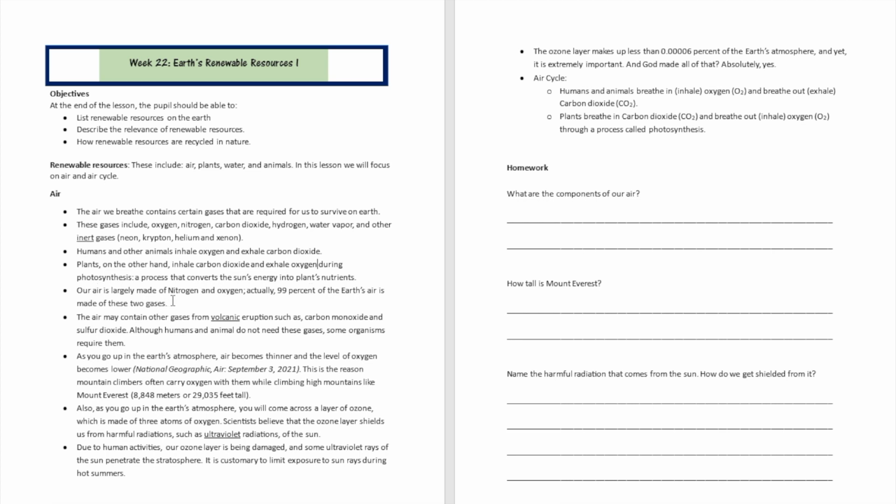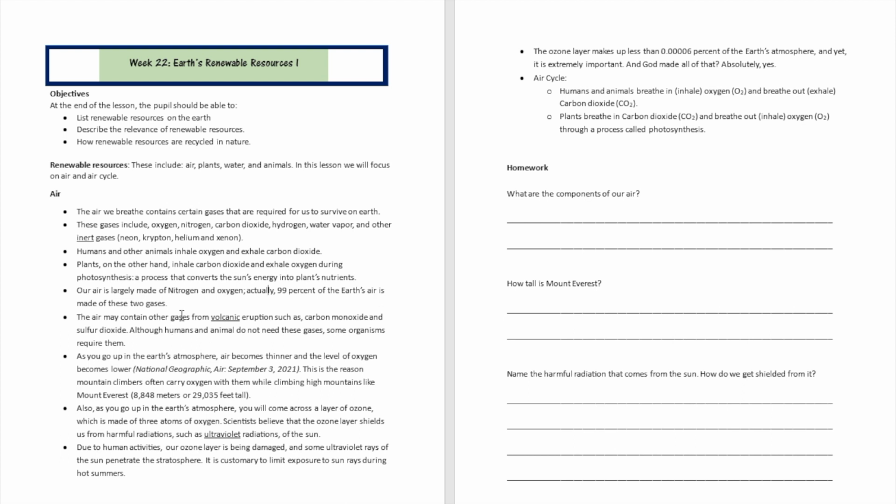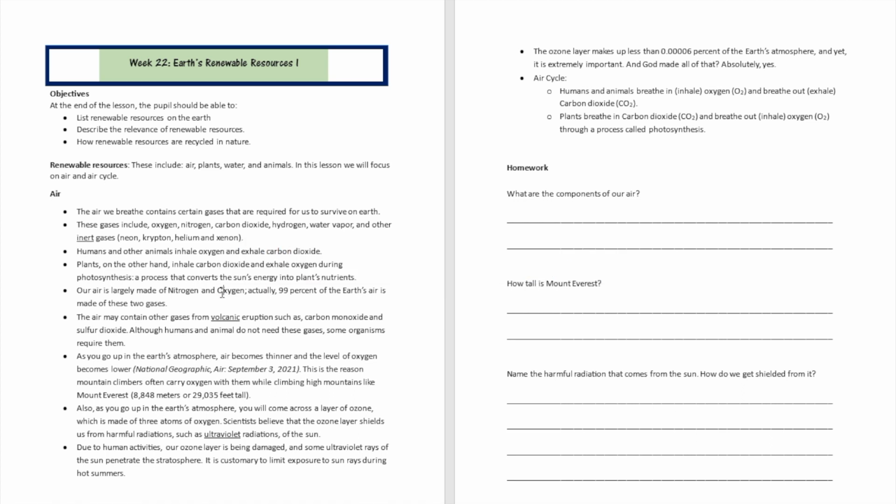Our air is made up of largely two gases, nitrogen and oxygen. Actually, 99% of the Earth's air is made of these two gases. So imagine 1% of the air is made of the remainder of the gases that we talked about, carbon dioxide and hydrogen and water vapor and inert gases. But the vast majority of the air is made of these two gases, nitrogen and oxygen.